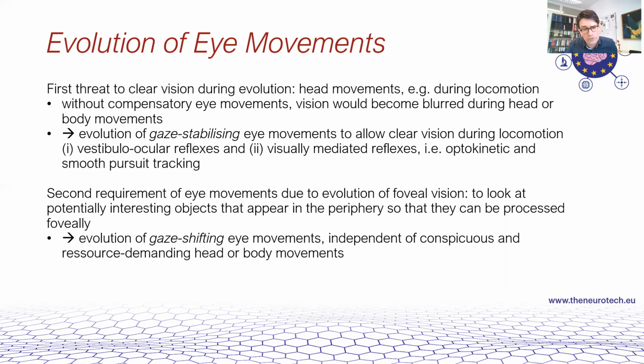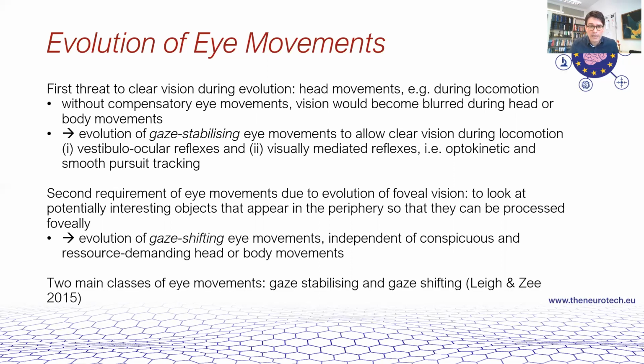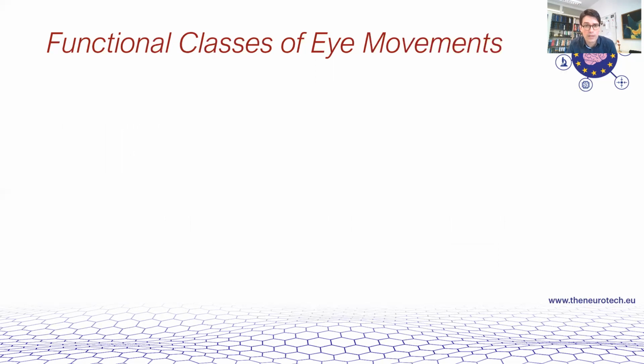And the solution to this problem was the evolution of gaze shifting eye movements, particularly eye movements that are independent of conspicuous and resource demanding head or body movements. And so these processes led to what we now consider two main classes of eye movements, gaze stabilizing and gaze shifting. And we can categorize or classify eye movements along those lines.